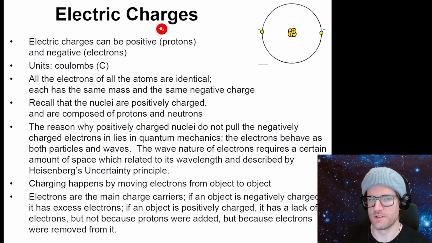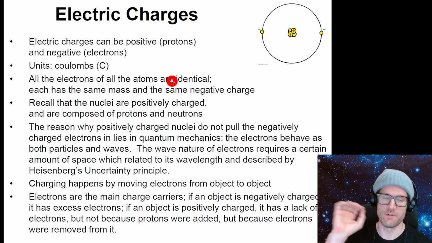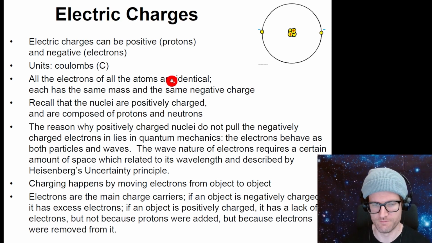Okay, electric charges. So electric charges can be positive or they can be negative. The unit is a coulomb. So how much charge something has will be given in the unit of coulombs. All the electrons of all the atoms are identical. So every single electron you ever interact with is identical to every other one. Don't know why, it just is. Each has the same mass and same negative charge. So electrons have negative charge.